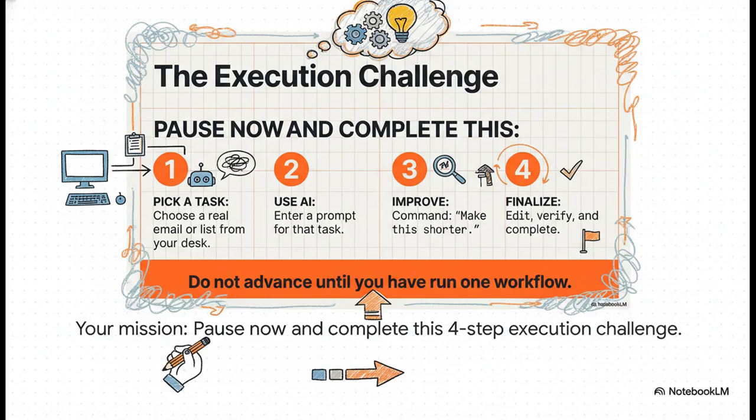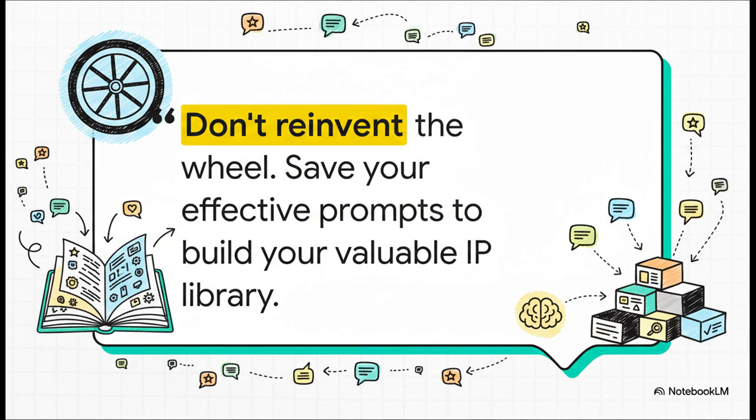This is the execution challenge. I'm serious. I want you to pause right now and actually do this. Pick a real task from your job, use a simple prompt, then improve the output with another command, and finalize it. Don't move on until you run through one workflow. Go ahead. I'll wait. Okay, now that you've built one, let's talk about how to scale this up.